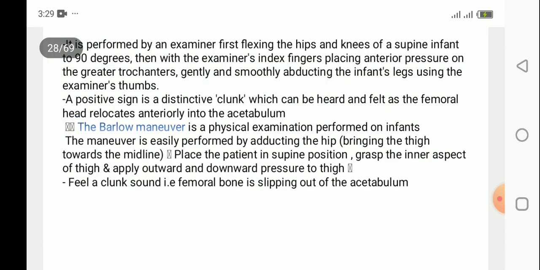It can be performed by the examiner first flexing the hips and knees of the supine infant to 90 degrees, and a positive sign of the distinctive clunk can be heard and felt as the femoral head moves. The Ortolani maneuver is a physical examination performed on infants, placing the patient in supine position, grasping the inner aspect of the thigh and applying outward pressure.